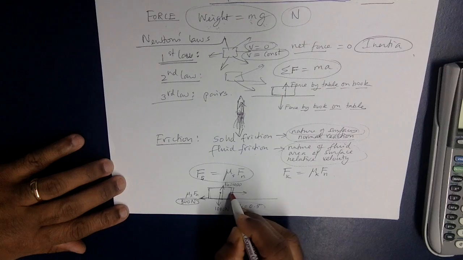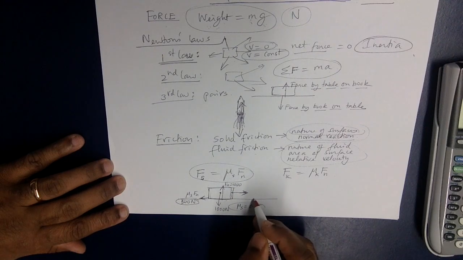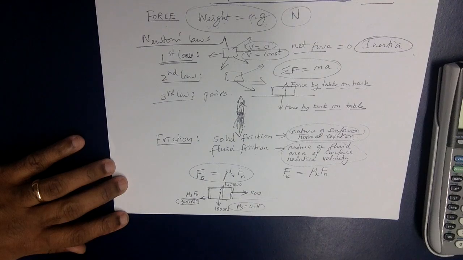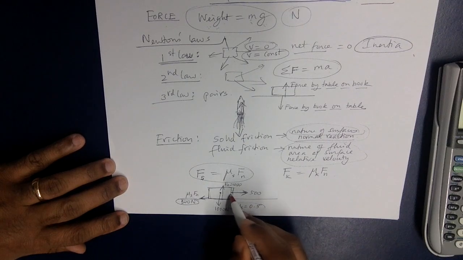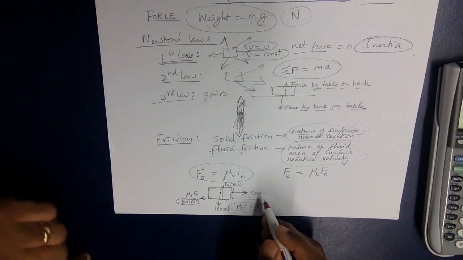So how much force is required, minimum force required to drag it off the floor? It is 500. So understand that concept. The minimum force required to move it forward is 500 newtons.